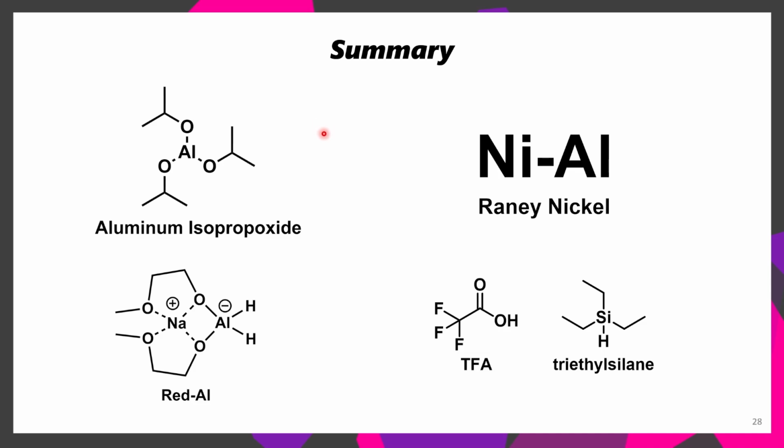In summary, aluminum isopropoxide, Raney Nickel, Red-Al, and the combination of TFA and triethylsilane are all interesting reducing agents that have good applications in synthetic chemistry. I think these are underrated, but maybe you disagree.